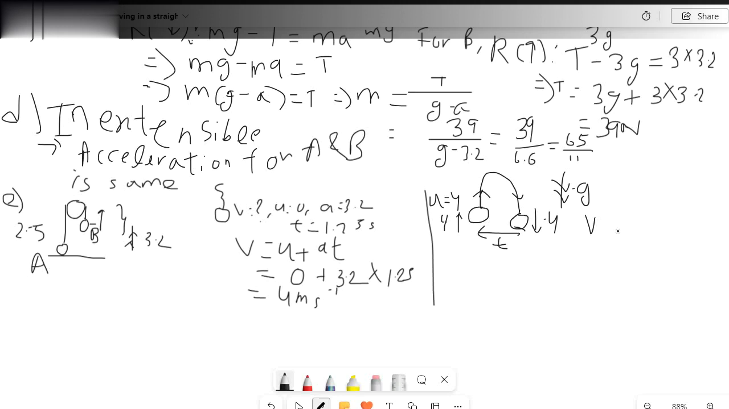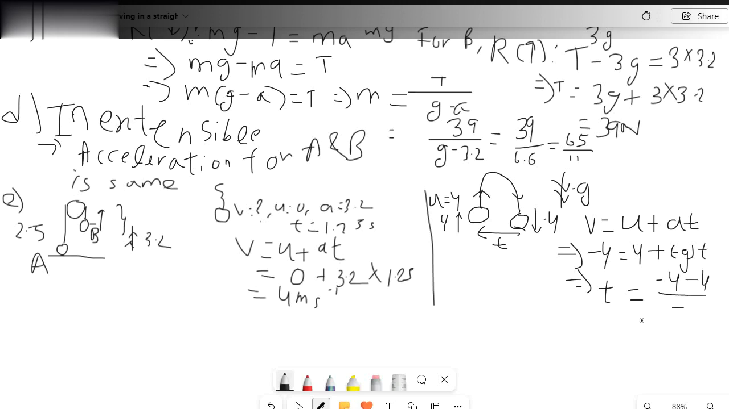So using the equation v equals u plus at, the velocity is minus 4, the initial velocity is 4, plus the acceleration, which is minus g, multiplied by t. So we can calculate the time as minus 4 minus 4, whole divided by minus g, which is 8 by g seconds. Or using fractions, we can say that 40 by 49 seconds is the time.